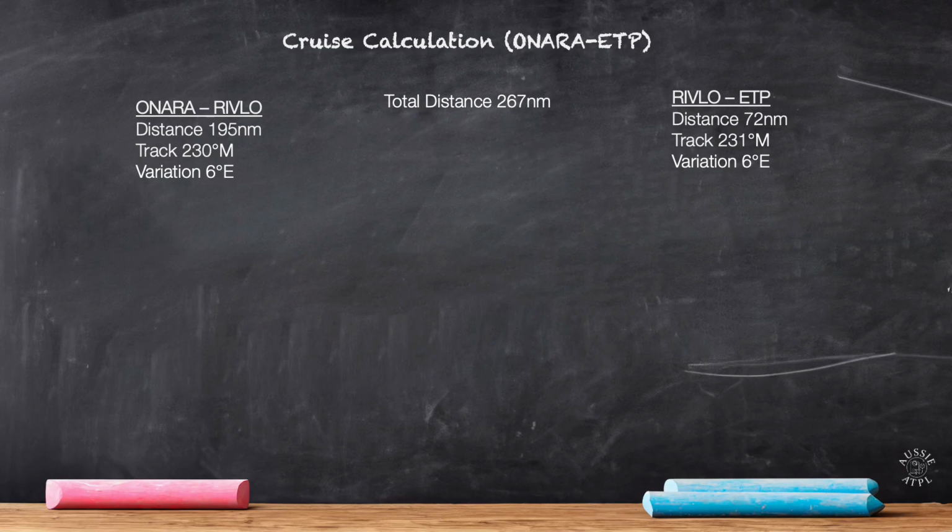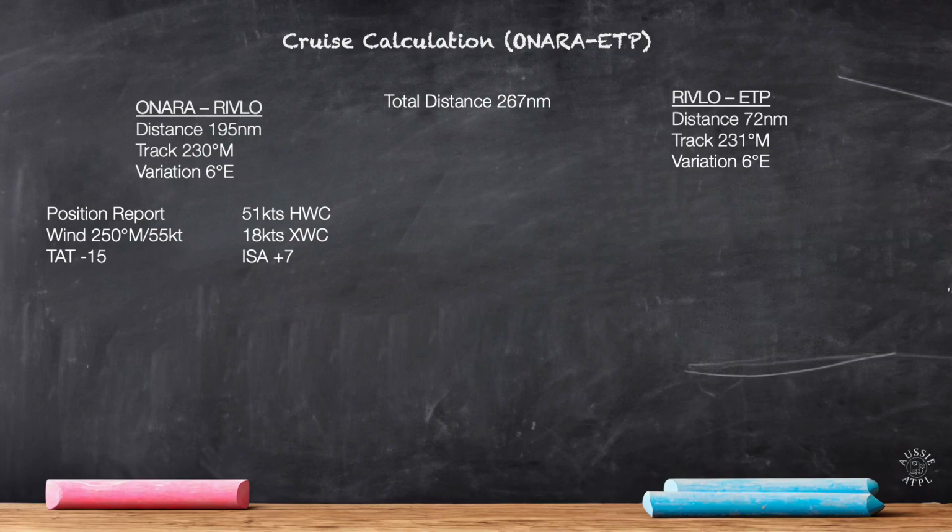in our question stopped at Rivlo, which means past Rivlo, we're going to be using the forecast conditions, as opposed to Onara to Rivlo, where we're going to be using the reported conditions in our position report, which we have here. So if we use the track and the magnetic variation with this wind, and we check inside the 727 handbook with the TAT, we can find that we have a headwind of 51 knots, 18 knots of crosswind, and 7 knots of ISO deviation. We will round this to 6 or 9, depending.